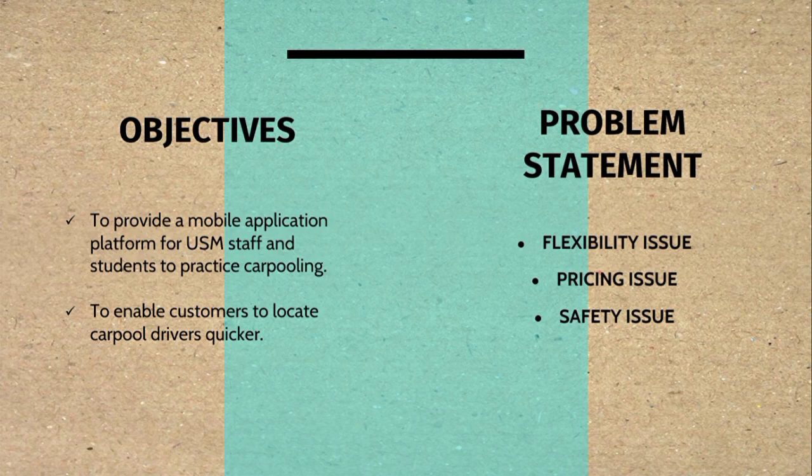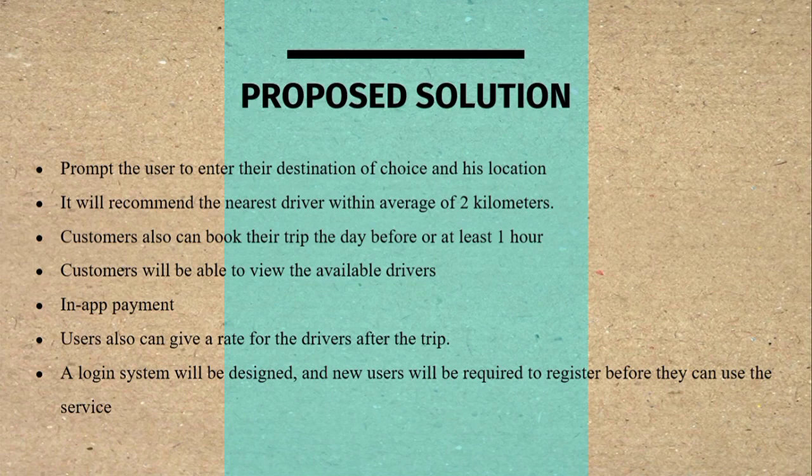Next, I proceed to the proposed solution. The carpooling app is a mobile app for users, while a web app is for the admin. Users need to register first and log in before they can use the service. The app will prompt the user to enter the destination of choice and their location, and the available drivers will appear, then the customer can choose their preferred driver. This app will use in-app payment, so it helps both the driver and user avoid the hassle of cash change. Then after a trip is complete, the customer can give a rating for the driver.